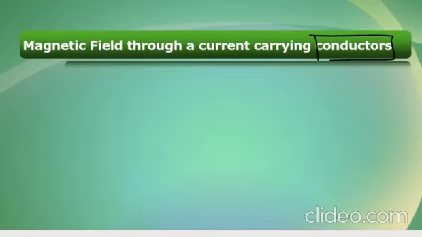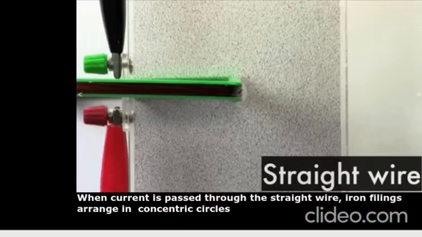When there are conductors also, what is the magnetic field actually? Now, when current is passed through a straight wire, iron filings arrange in concentric circles. What we are doing here is that I'm again using my iron filings and I'm using my straight wire. Now what is a straight wire? Suppose it's made up of some conducting material. So when current is passed through the straight wire, what will happen? It will turn into a temporary magnet. Correct? It turns into a temporary magnet.